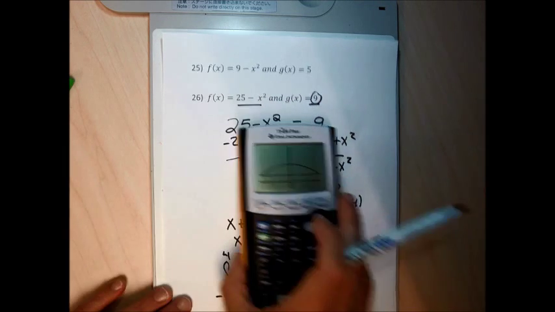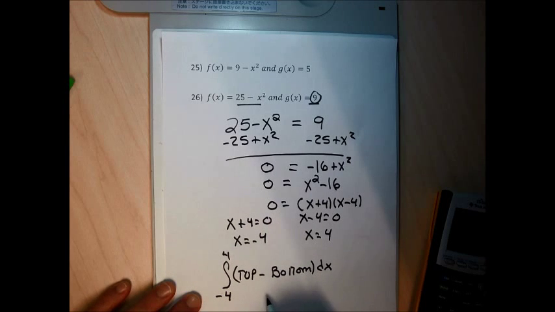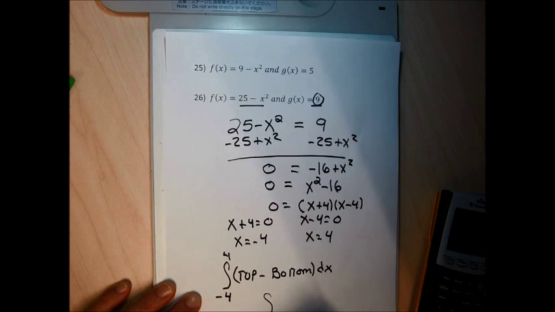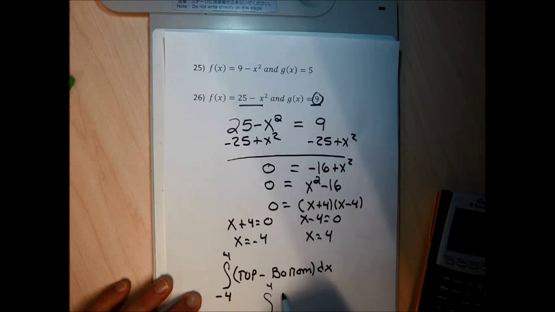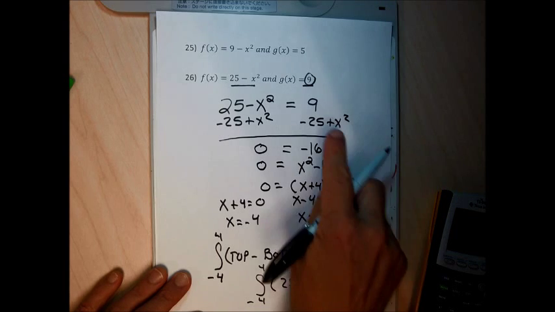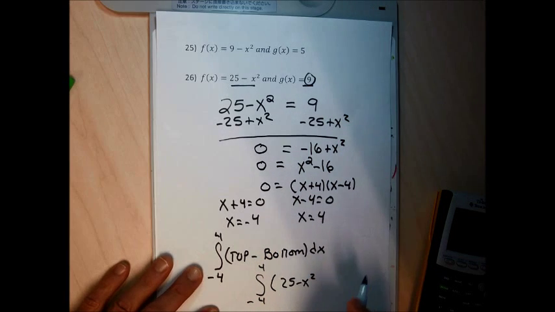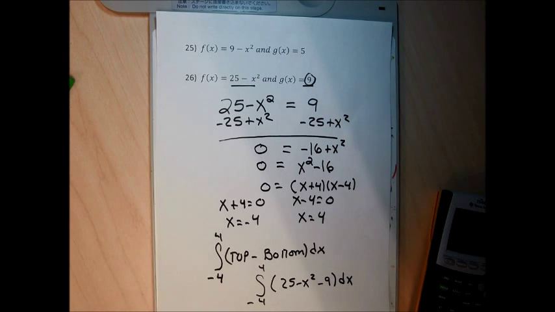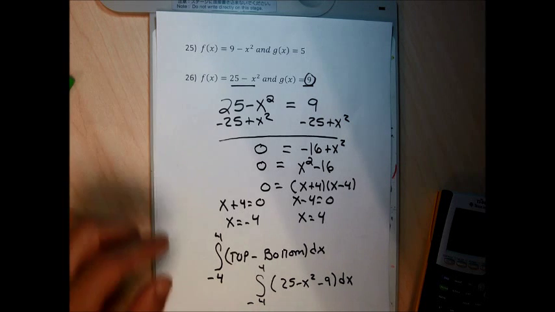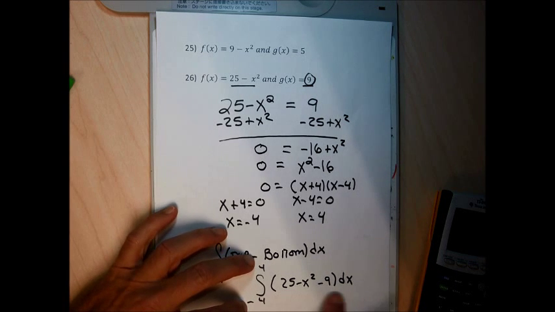So for my problem here, I'm going to integrate top function, which is 25 minus x squared, minus the bottom function, which is 9. And because the bottom function is a monomial, it doesn't need to go in a separate parentheses, dx. Alright, so at this point, I can enter this on my calculator and find out the answer.